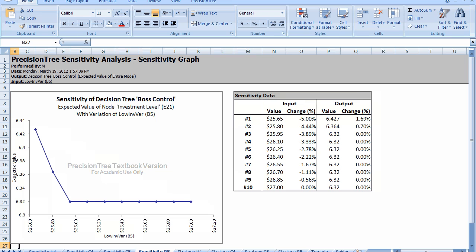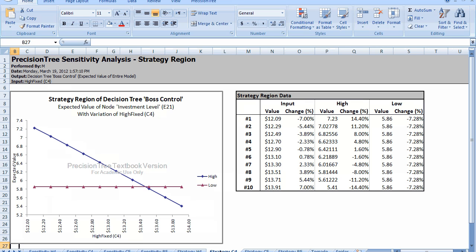In this case, we really want to start at the lowest number, the number 10 at the bottom, because that's our starting point. We varied this number from 0 to minus 5%, namely from $27 down to 25.65. And as you can see, from points 10 through 3, the expected value stays the same at 6.32. Suddenly at point number 2, when it drops to 25.8, the expected value now is increasing to 6.364. At this point, we now know that the optimal decision is to go with low investment, and therefore any further reductions will cause the expected value to increase.